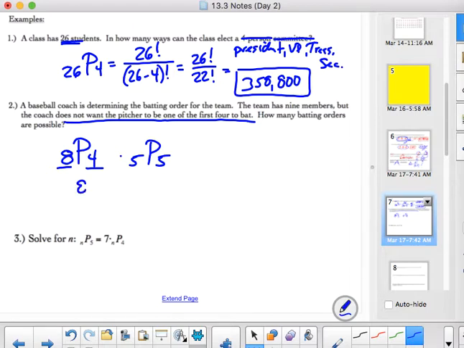So again, we can put this in our calculators. It's 8 factorial over 8 minus 4 factorial times, and we do multiply here because any of the permutations from the first one can be paired up with any of the permutations from the second part of the order. And here we'll do 5 factorial over, following our formula, 5 minus 5 factorial.